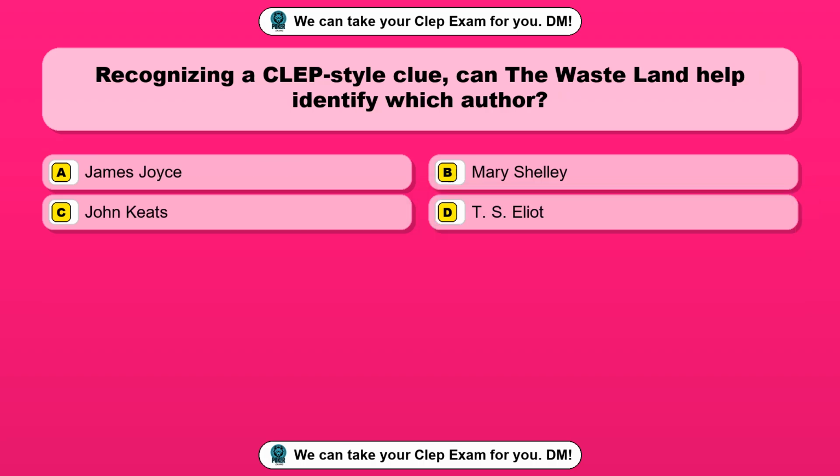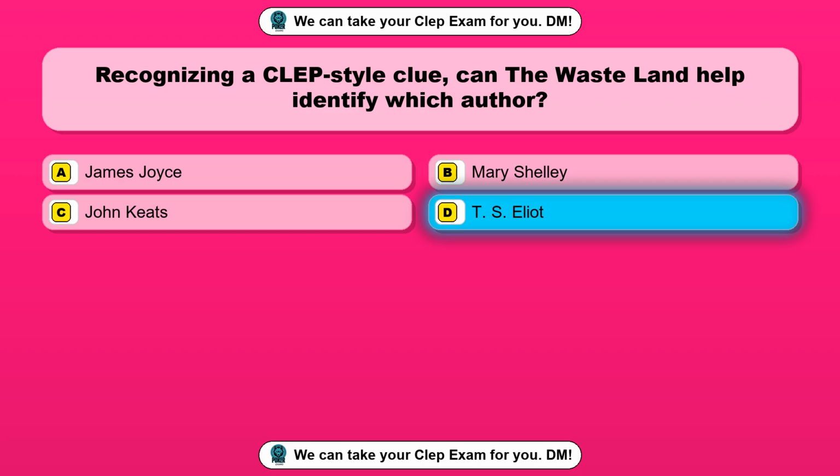Question 75. Recognizing a CLEP-style clue, can The Waste Land help identify which author? Option A, James Joyce. Option B, Mary Shelley. Option C, John Keats. Option D, T.S. Eliot. The correct answer is option D, T.S. Eliot.